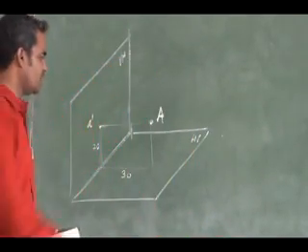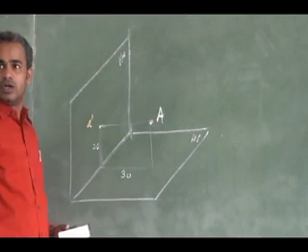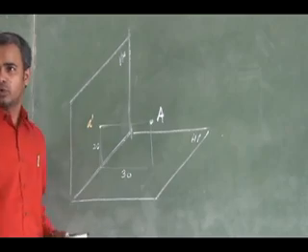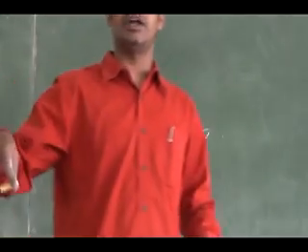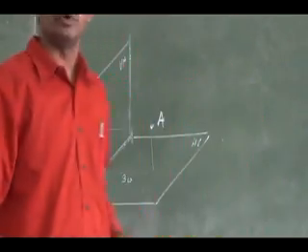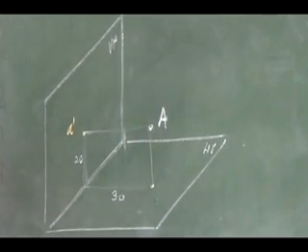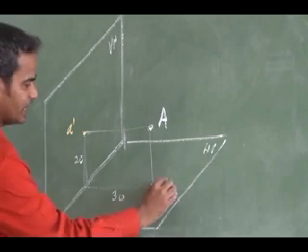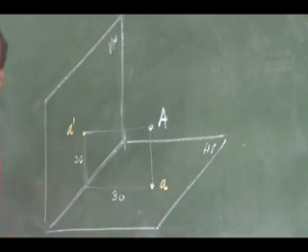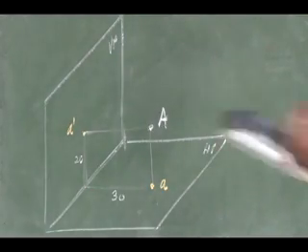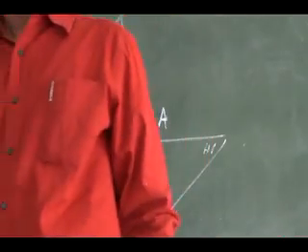Similarly, the top view of the same point will be obtained on the horizontal plane. Any view obtained on a horizontal plane will be a top view. The top view will fall here. So the top view will be notated as a small letter without dash. Make a note.